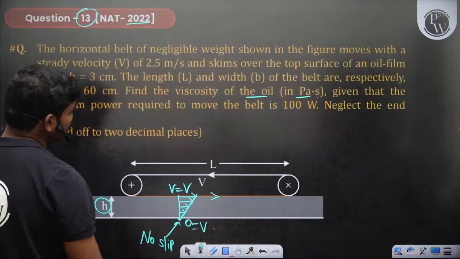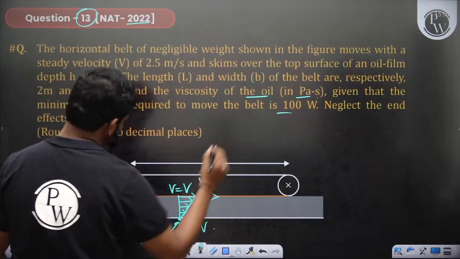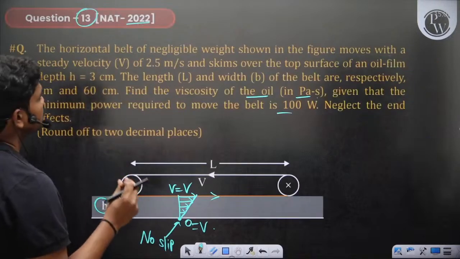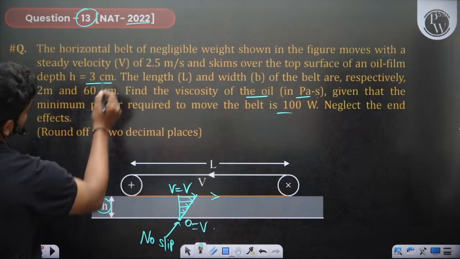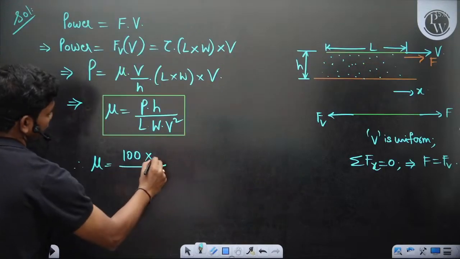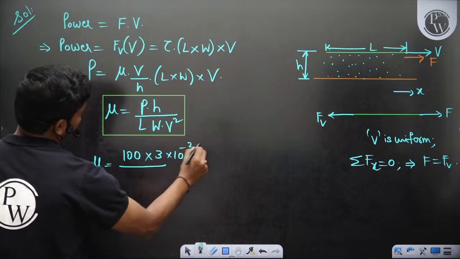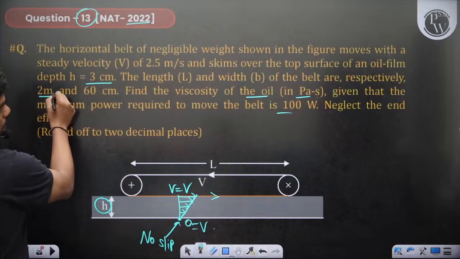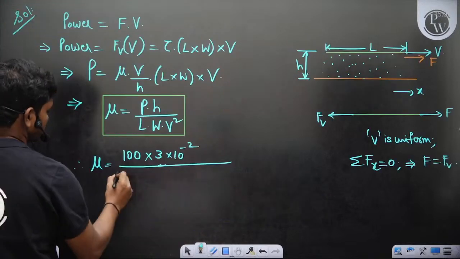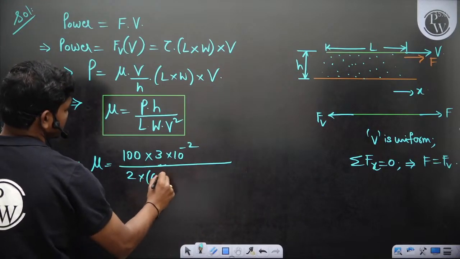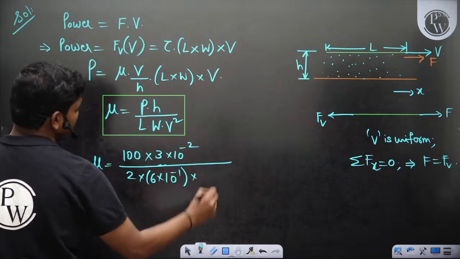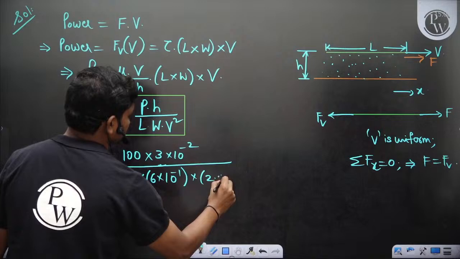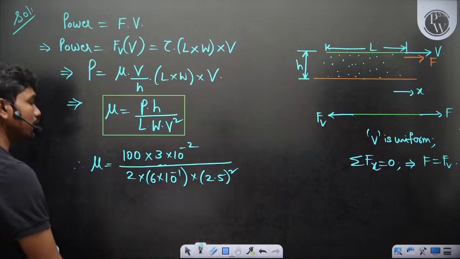What is the power value? Power is 100 watts. h is the spacing between the plates, so the spacing is 3 centimeters oil film, so 3 into 10 power minus 2. Let us write everything in SI units. The length of the plate is how much? 2 meters, and the width is 60 centimeters, so 6 into 10 power minus 1, 0.6 meters. V square, what is V square? 2.5, so 2.5 square. Okay, so this is the value that you have.